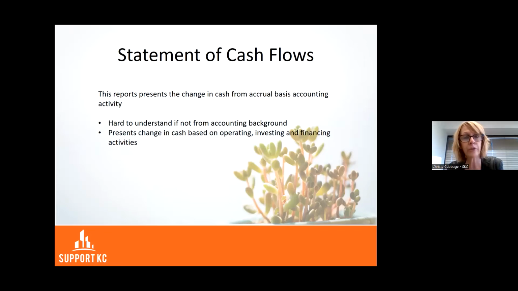This is totally different. Some boards have reports that are cash flow projection reports, which I'm not covering today. But if you are in an organization that is somewhat struggling with cash flow, having additional reports that are projections are important as well.